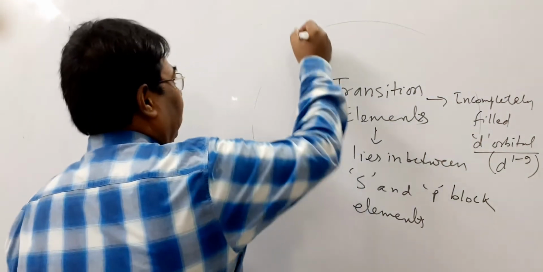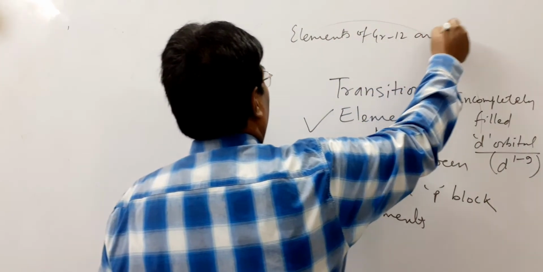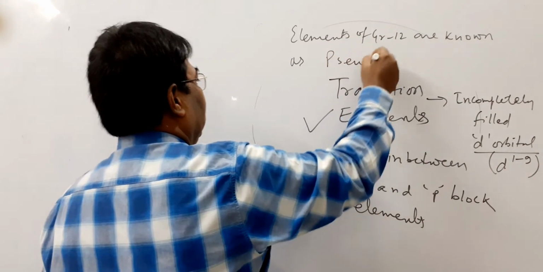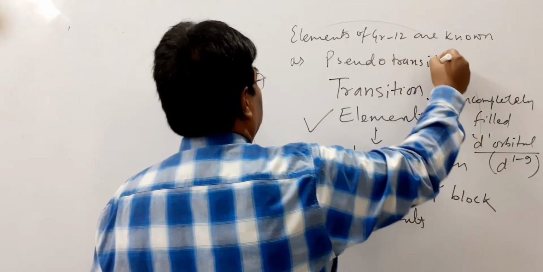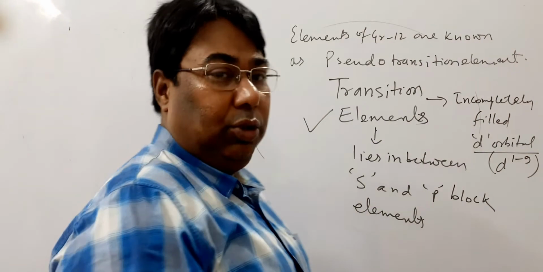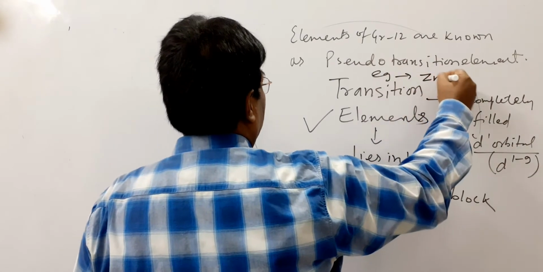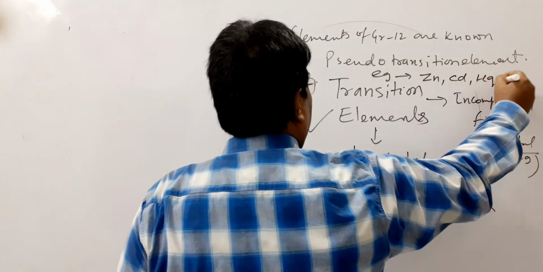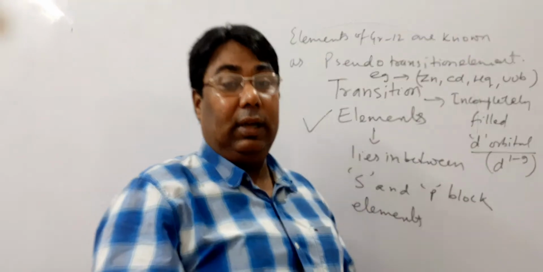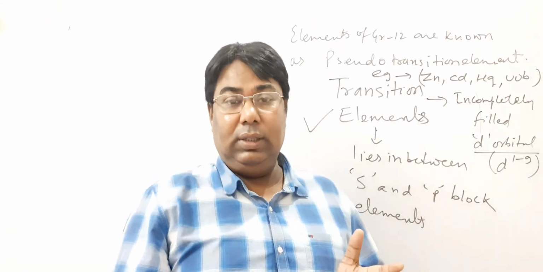Elements of group 12 are known as pseudo transition elements. Pseudo means false. They are known as pseudo transition elements. Examples: zinc, cadmium, mercury, and copernicium. These are the 4 elements which are considered as pseudo transition elements. Why are they said to be pseudo transition elements?